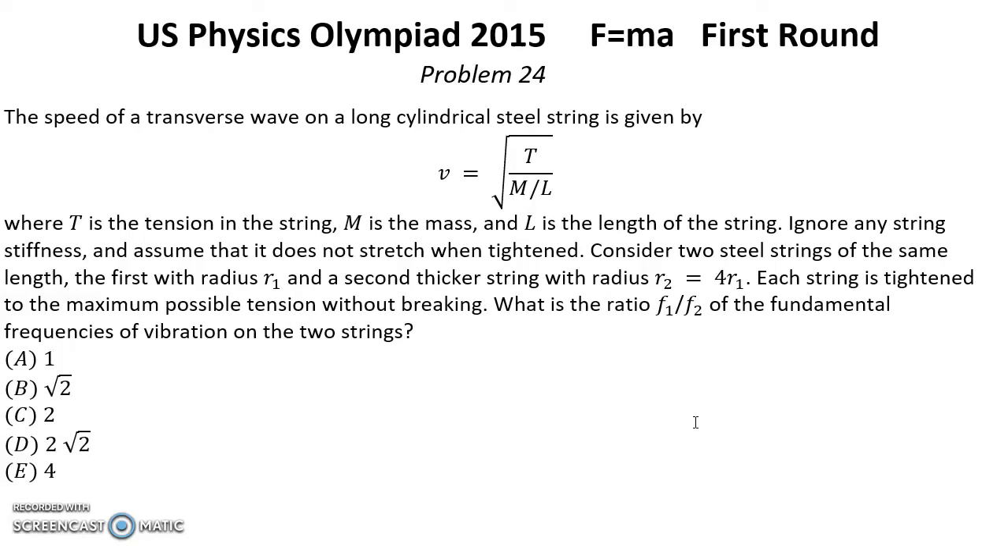Consider two steel strings of the same length, the first with radius R1 and the second thicker string with radius R2 equal 4R1. Each string is tightened to the maximum possible tension without breaking. What is the ratio F1 over F2 of the fundamental frequencies of vibration on the two strings?